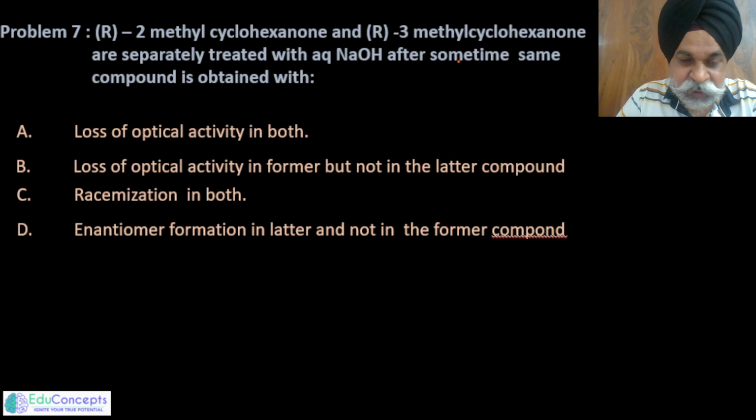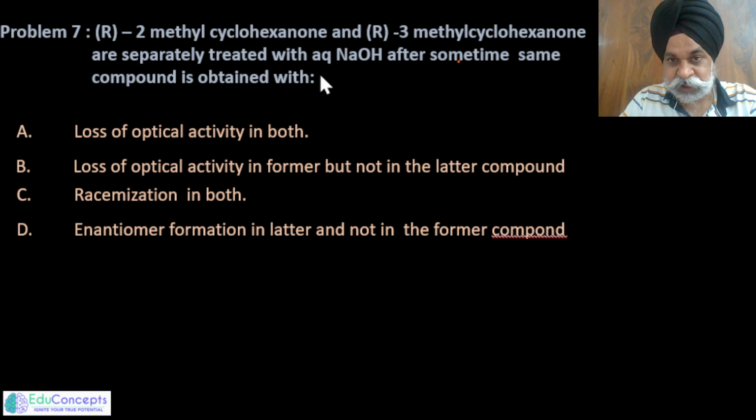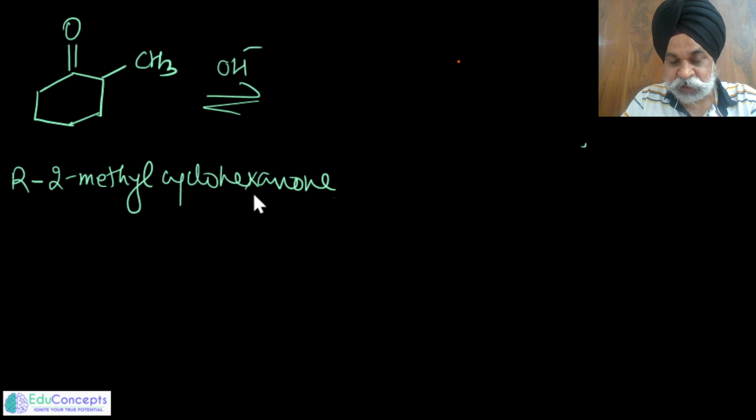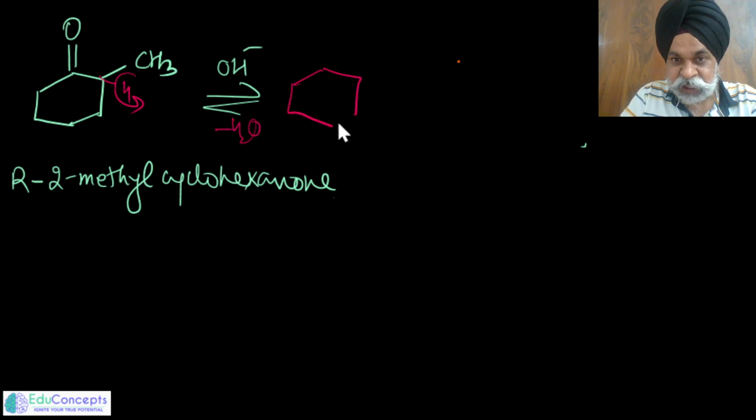Okay, this again is a very, very interesting question. So what is being given here? 2-methyl cyclohexanone and 3-methyl cyclohexanone is treated with aqueous NaOH. After some time, the same compound is obtained. Same compound means whatever you started with, you get the same thing. So this is 2-methyl cyclohexanone. If you treat it with OH negative, this is the alpha hydrogen which can come out as water, and you would get a carbanion here.